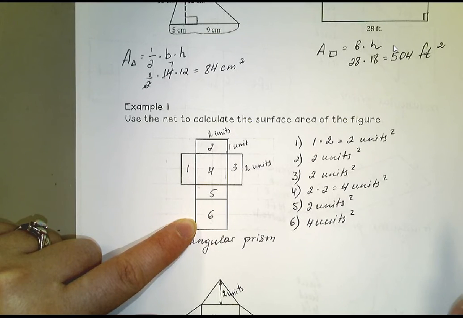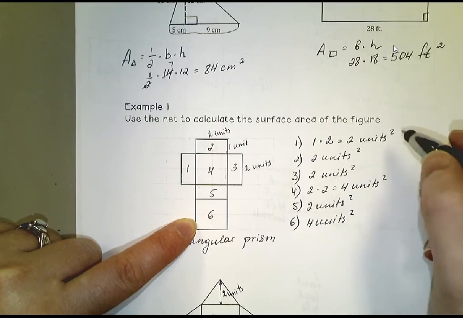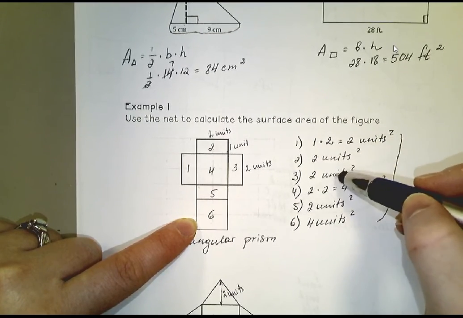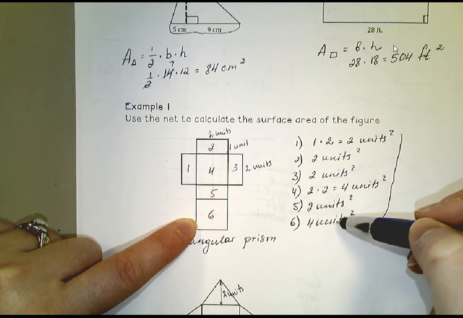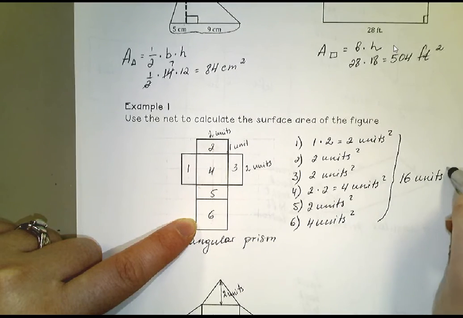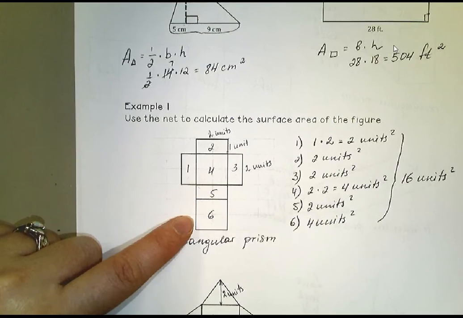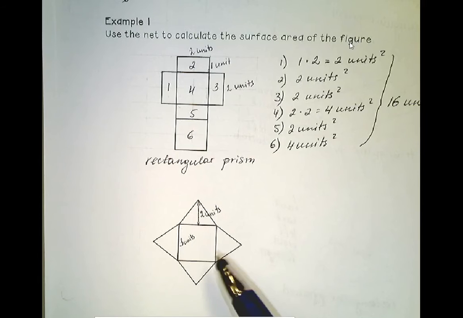Okay, so we found the areas of all the faces. Now we need to combine them to find the total. I have 1, 2, 3, 4 twos, which is 8. And we have 8 more, 16 units squared. That's the total surface area of our rectangular prism. All right, so let's move on to the next shape.